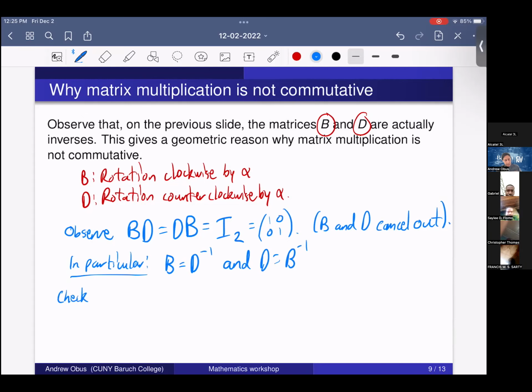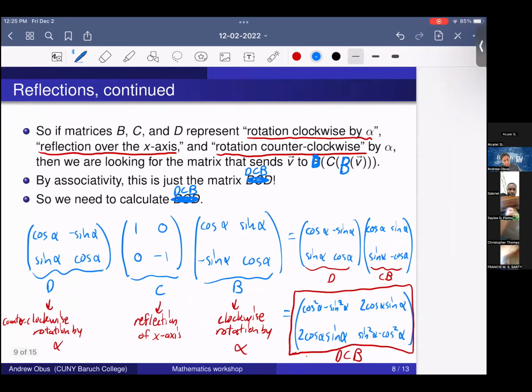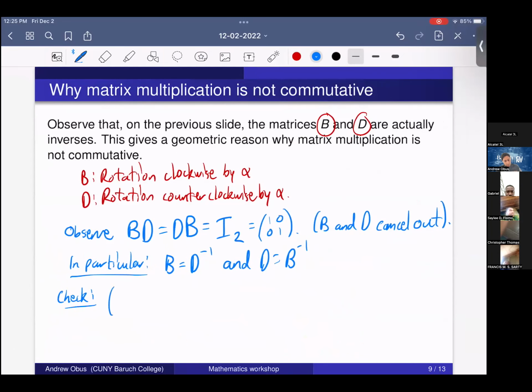You can even check this. We can even do this as a check. This is conceptually why it works, but as a check, I'm going to write down the matrices B and D. So B is equal to cosine alpha, sine alpha, minus sine alpha, cosine alpha. And if I multiply it by D, which is cosine alpha, minus sine alpha, sine alpha, cosine alpha, well, watch what's going to happen. It's going to be kind of amazing. This is D and this is B.